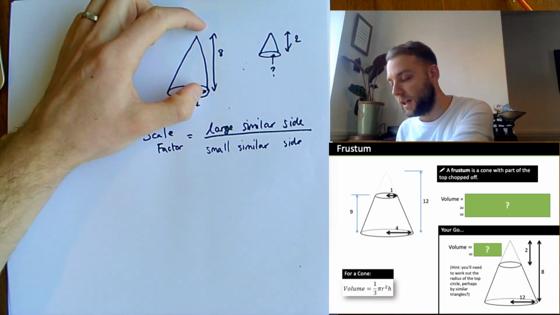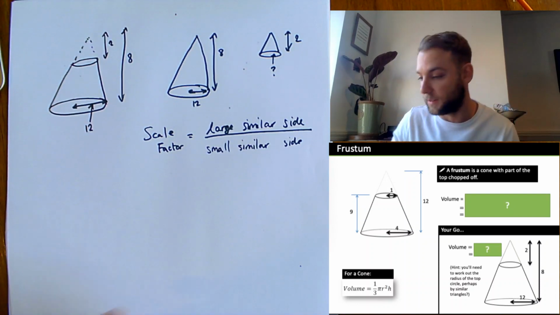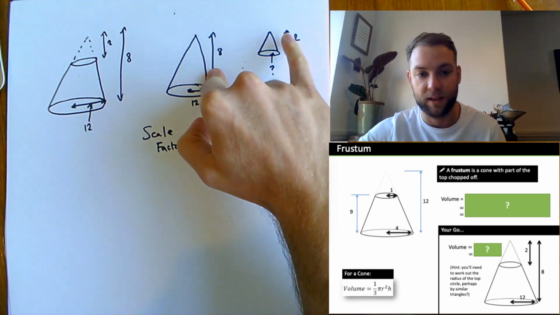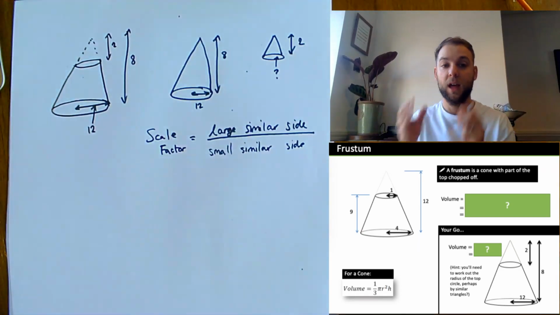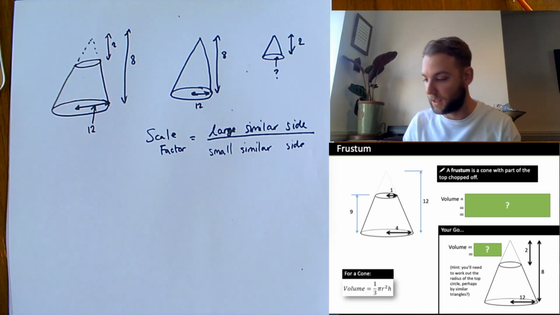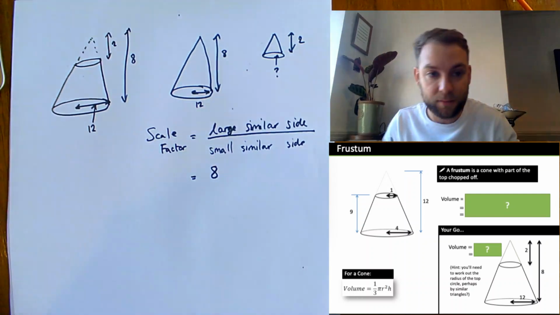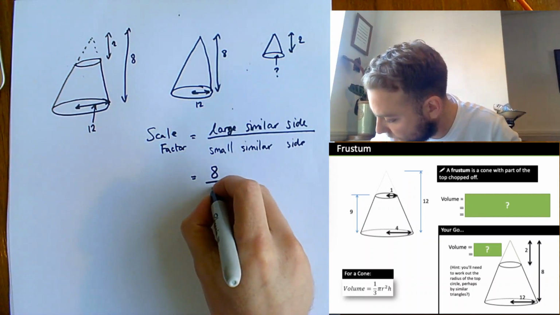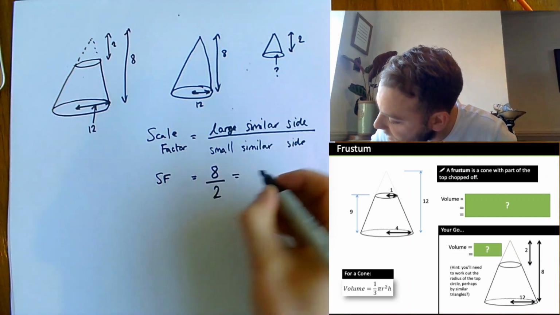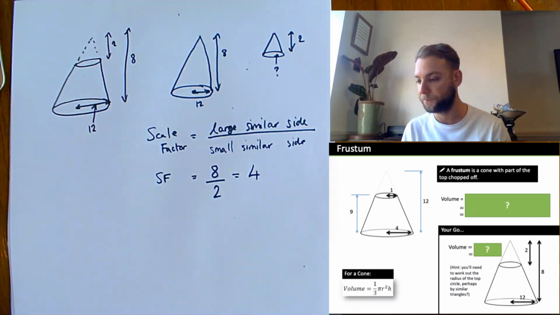So it's this one here. Now, it's worth pointing out which one here is my similar side. We've got this top one here and this, so we've got this 8 and we've got this 2. They're the ones that we know both of the lengths of, so they're the ones which are similar, okay? So my scale factor is going to be equal to this 8 divided by 2. So my scale factor in this case is equal to 4, which means that this one here is 4 times bigger than this one.